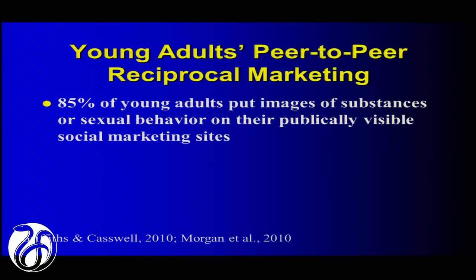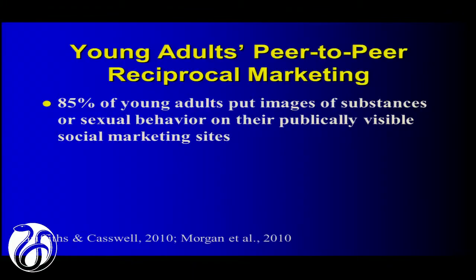As I was saying, the thing with marketing, especially if you're talking about new media, is that somebody can have it on their iPhone or their Facebook page or whatever, and then distribute it out pretty widely. And so young people and young adults can become the marketers themselves, either on purpose or just by having some promotional materials on their website or their Facebook page. So we see that 85% of young adults put images of substances or sexual behavior on their publicly visible social marketing sites. It may be an ad, or it may be they themselves or their peer groups using these substances, but it becomes a marketing tool as it gets shot out to other people.